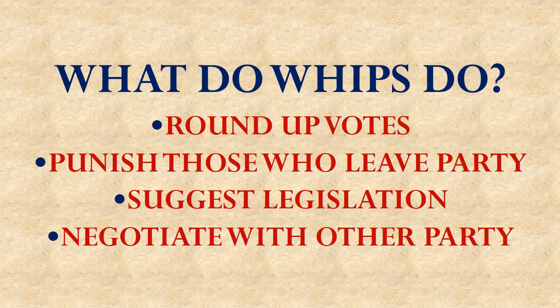What do whips do in the House and the Senate? Do they round up votes? Do they punish those who leave the party? Do they suggest legislation? Or do they negotiate with the other party? Whips round up votes within their own party. The leader makes a decision about how the party should vote on a particular issue, and then the whips go around and try to convince party members to actually vote that way.